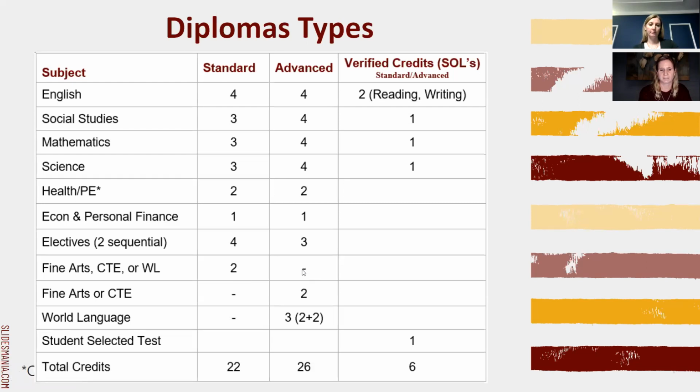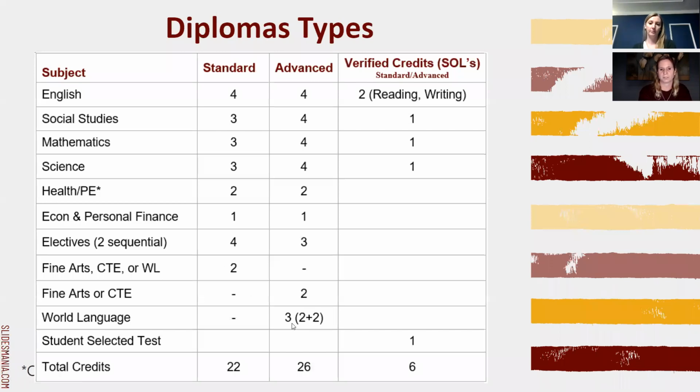the advanced is because the advanced, that's the major difference, is that world language. They have to take a world language to get an advanced diploma. They don't necessarily have to take a world language class to get a standard diploma. They could, and that could count for their fine art, CTE, or world language credit.